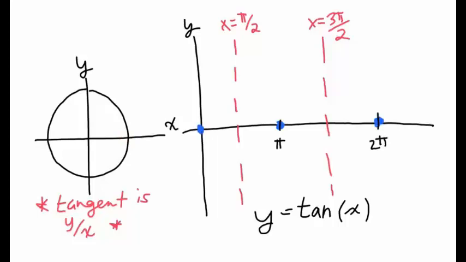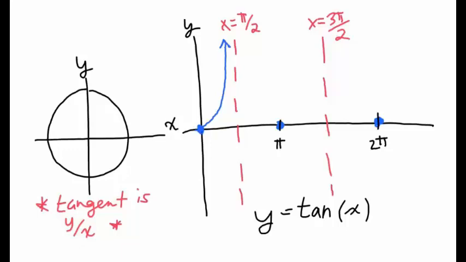Now let's see what happens as we move from 0 radians up to pi by 2 radians. Since the value of x is getting smaller and smaller, this overall fraction is getting huge. So what's going to happen as we start moving towards our vertical asymptote of pi by 2 is that our tangent function shoots up like this. This ratio becomes really, really big because the denominator is very, very small.